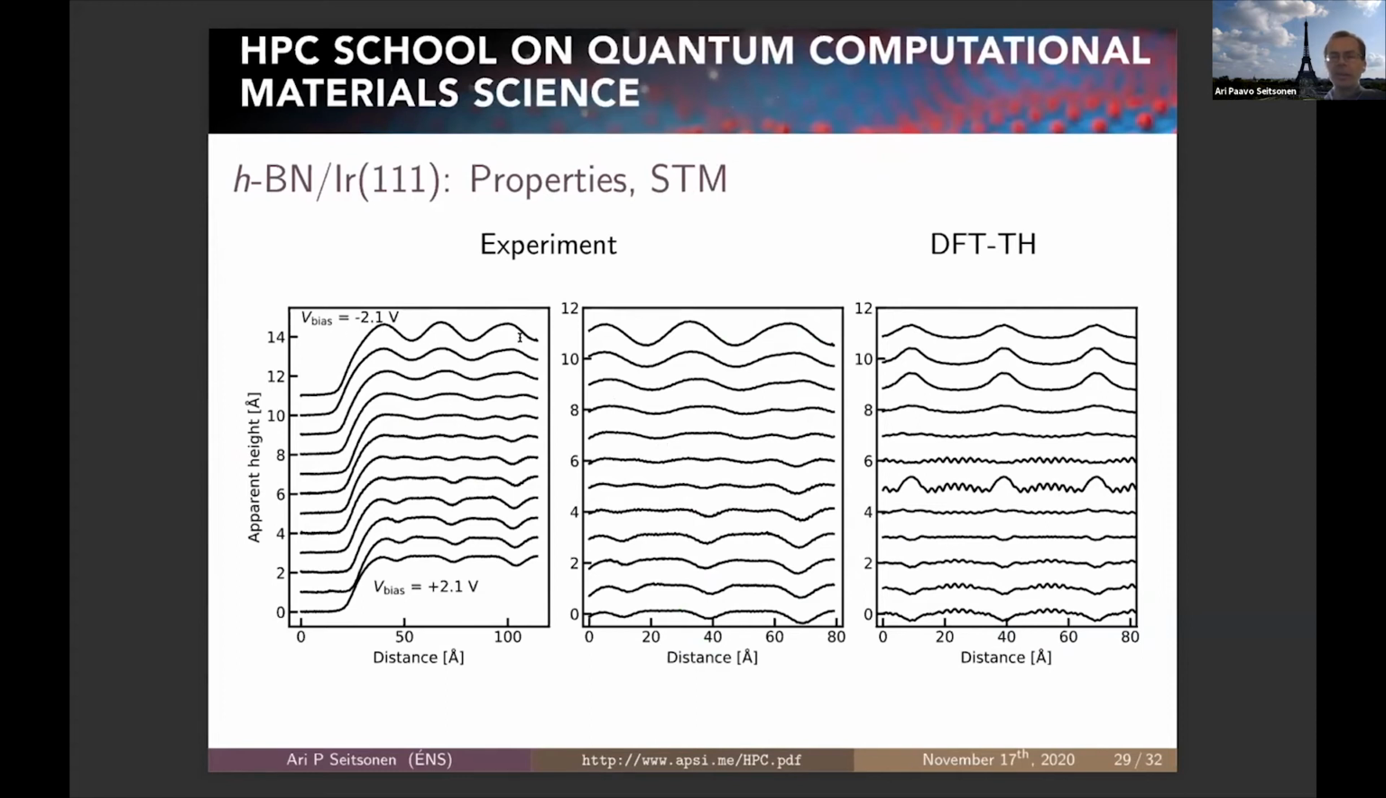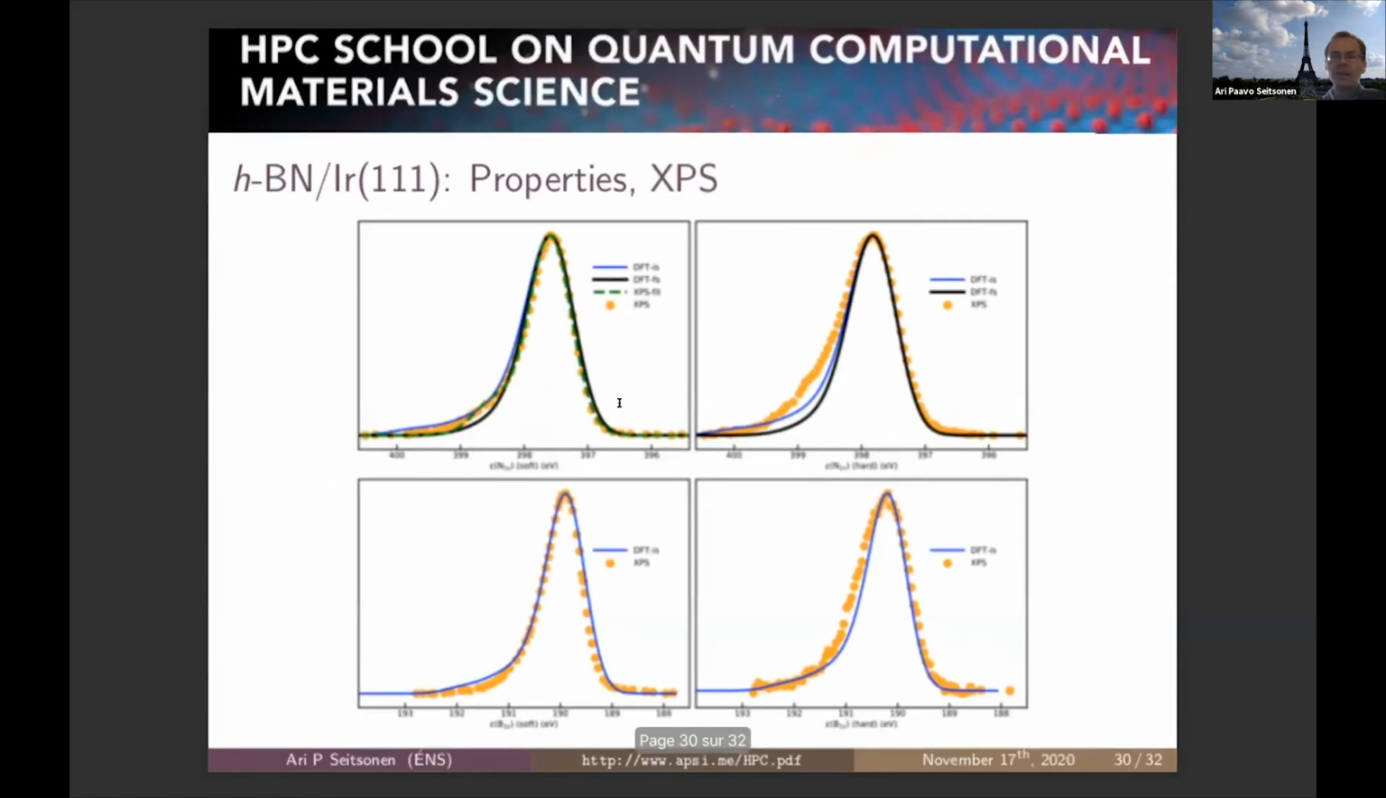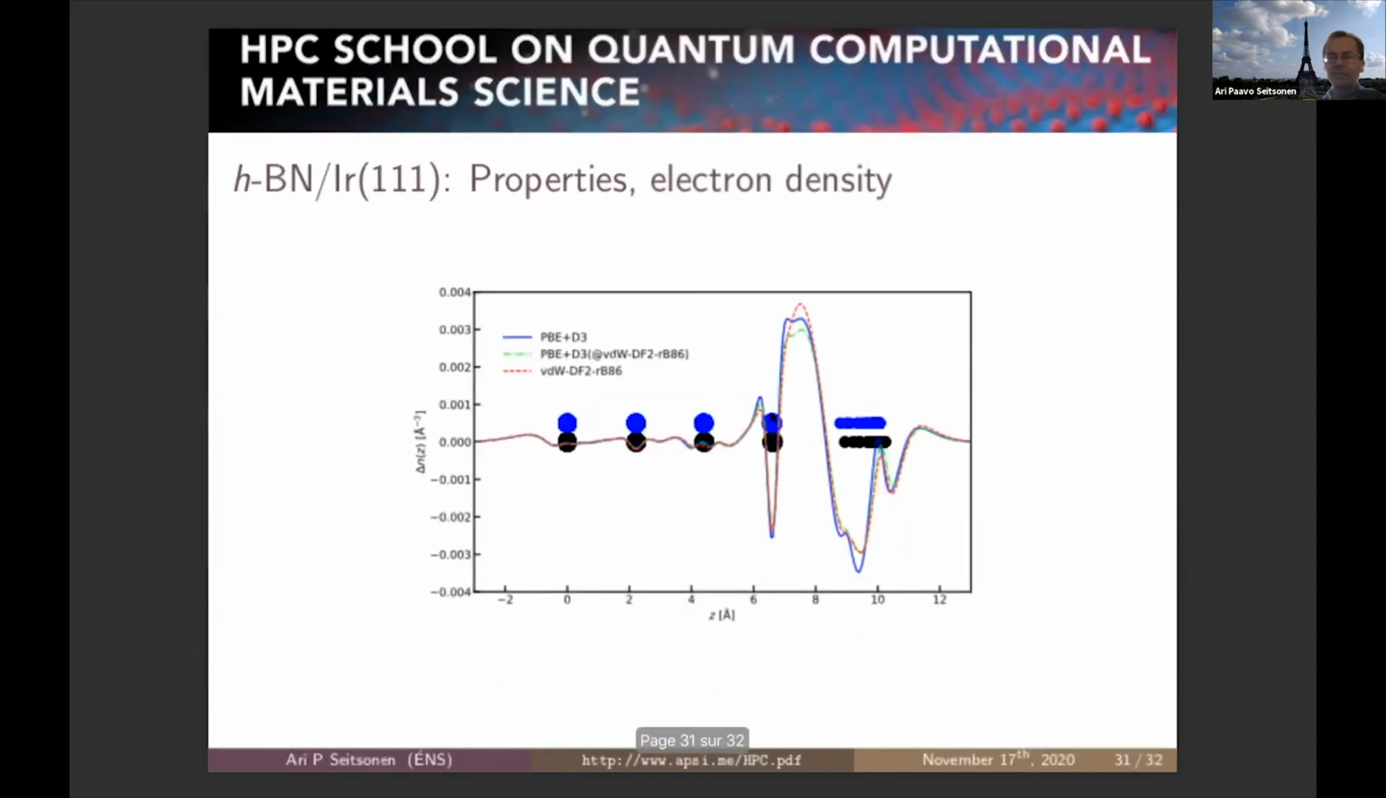These are just some line cuts using different bias on the STM, and we could reproduce them qualitatively with this Tersoff-Hamann model. We could qualitatively reproduce the experiments. Then XPS, well, unfortunately, I don't have time to go into details, but again, we see the effects in the DFT calculations that are seen in the experiments. The agreement is not that good, but we get qualitatively the same effect.